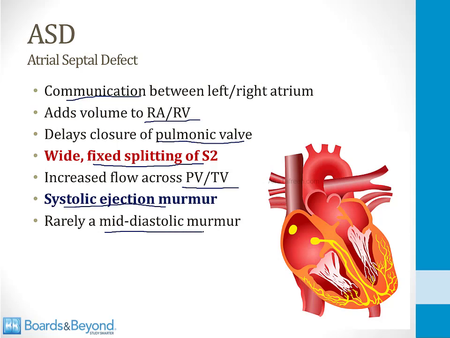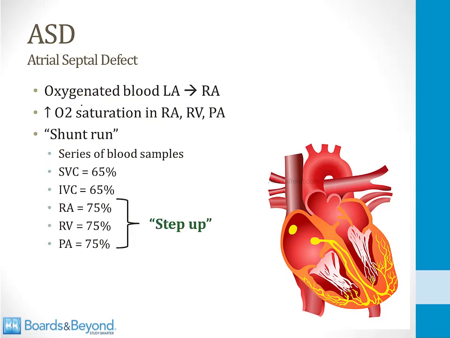Therefore, the classic auscultatory findings in the setting of an ASD are a wide fixed split of the second heart sound and a systolic ejection murmur, and sometimes a mid-diastolic murmur. Another consequence of an ASD is that oxygenated blood will travel from the left atrium to the right atrium. This will raise the oxygen saturation in the right atrium, and then that blood in the right atrium will go to the RV and raise the oxygen saturation in the RV, and then that blood goes to the pulmonary artery and raises the oxygen saturation in the pulmonary artery.